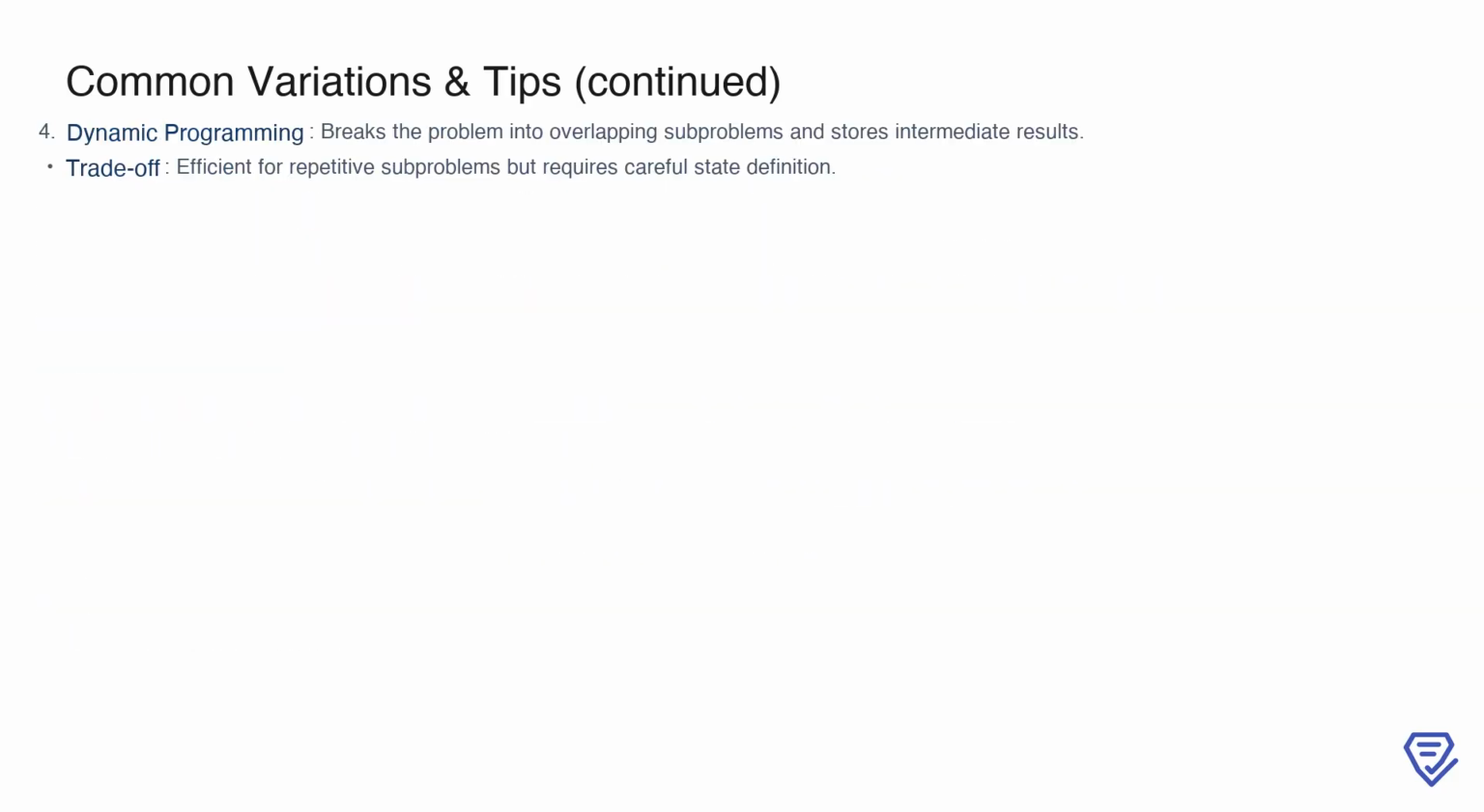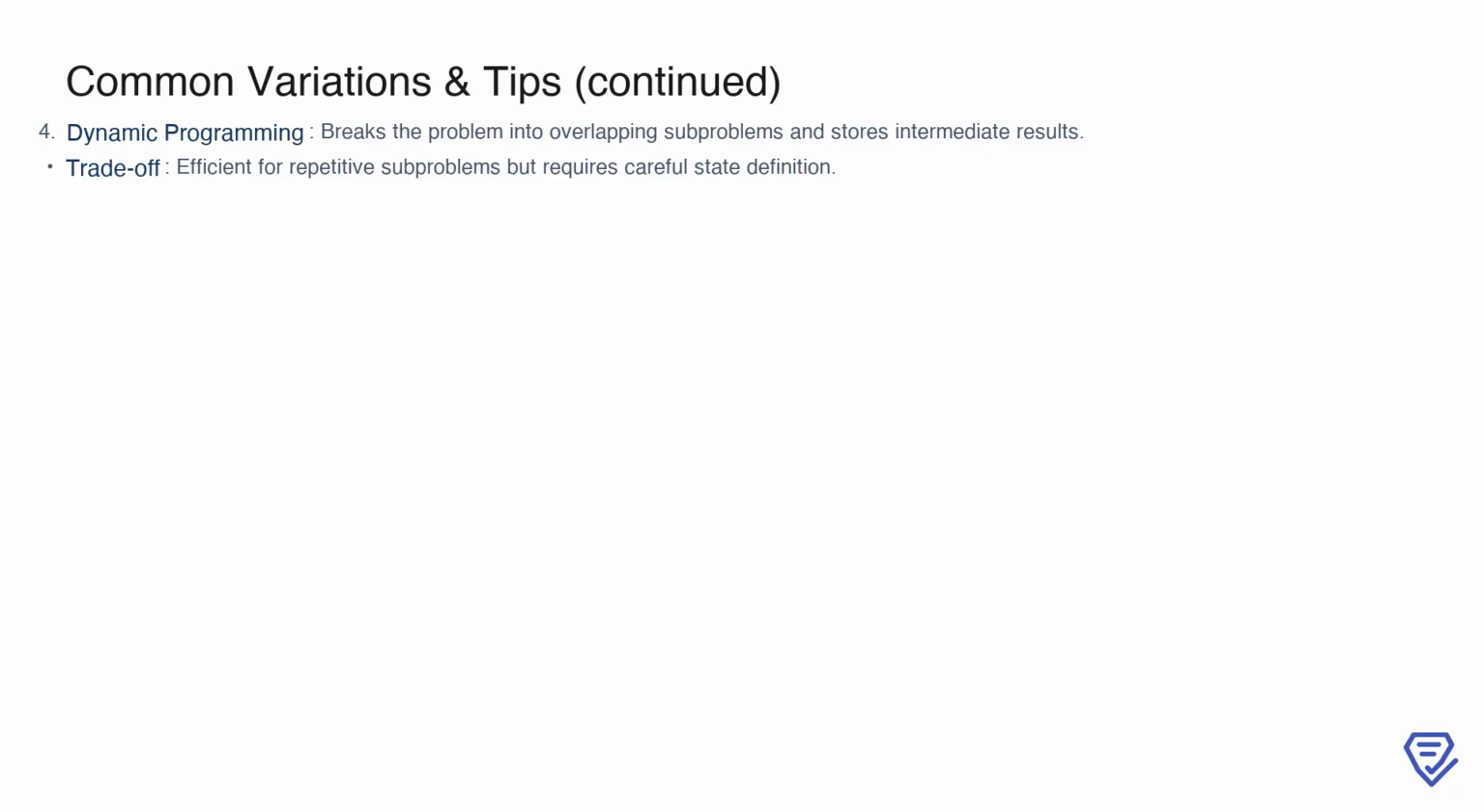Dynamic programming is another powerful approach for solving problems that involve overlapping subproblems. It works by breaking the problem into smaller, manageable components and storing intermediate results to avoid redundant calculations. This makes it particularly efficient for scenarios with repetitive subproblems.